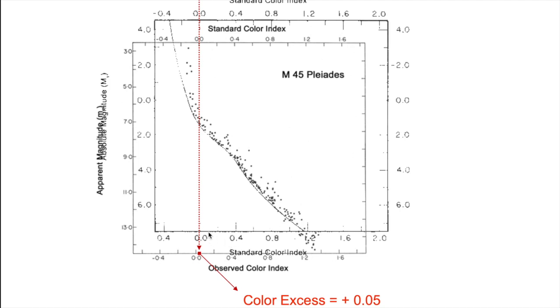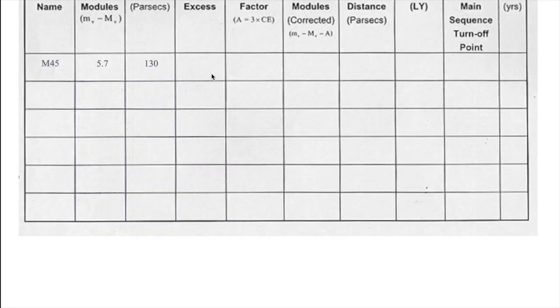Also remember that this is 0.0. This tiny line would be 0.2. This big line is 0.4. So in between here is 0.1, and then in between there is 0.05. So just be aware it's not broken up into every tenth. It is broken up a little differently. Don't want that tripping anyone up. So we write down our color excess as 0.05.